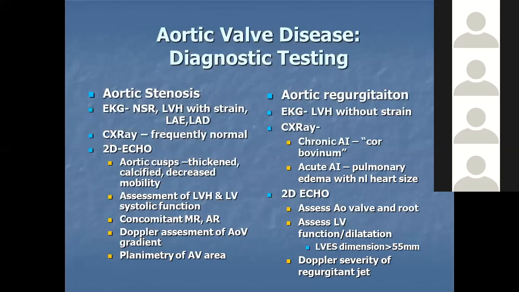So which diagnostic tests come in aortic stenosis? If you do an EKG or ECG, there is normal sinus rhythm, you find LVH with strain, left atrial enlargement, and left axis deviation. The X-ray may be normal. On 2D echo you can find the aortic cusps are thickened, calcified, with decreased mobility. Assessment of LVH and LV function, and there may be concomitant MR or AR, and you can find Doppler assessment on the basis of echocardiography.